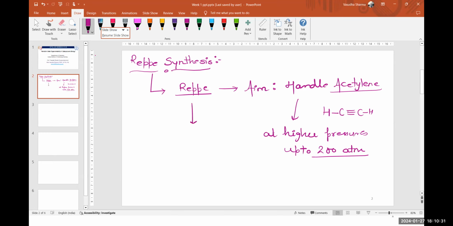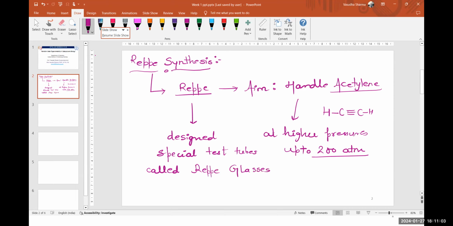He was the one who actually designed some special test tubes, because if you're working in a chemistry lab and you need to handle such chemicals at this much high pressure, the glass should be made in such a manner that it does not explode. They designed these test tubes called Reppe glasses. These glasses had the capacity to hold this much higher pressure.